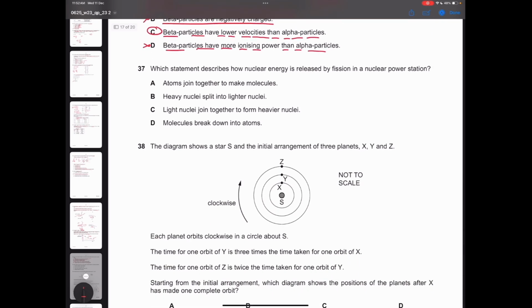Which statement describes how nuclear energy is released by fission? Now we know that fission is when a highly unstable large nucleus splits. So option B should be correct. Option A is telling you atoms join together to make molecules. This is your 6th grade chemistry. We are not there, so option A is wrong.